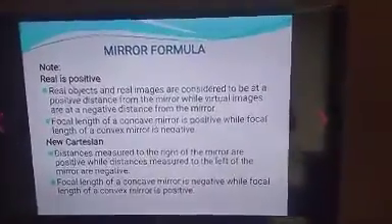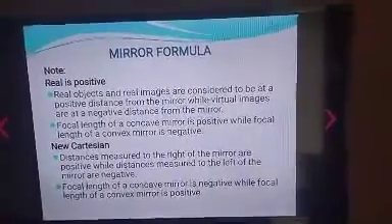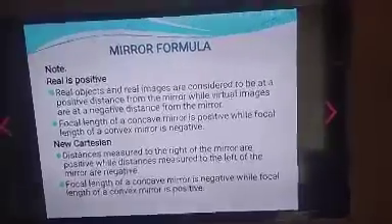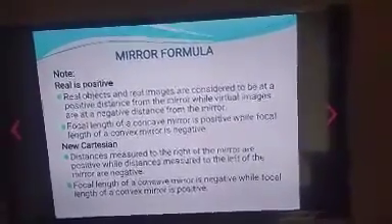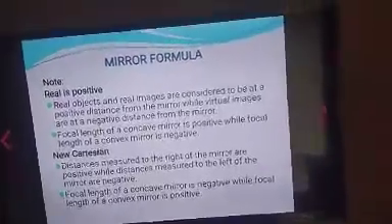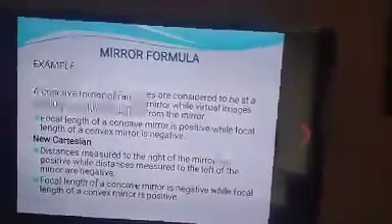Now for the Cartesian sign convention, distances measured to the right of the mirror are positive, while those to the left are negative. The focal length of a concave mirror is negative, while the focal length of a convex mirror is positive. So let's see some examples of that.